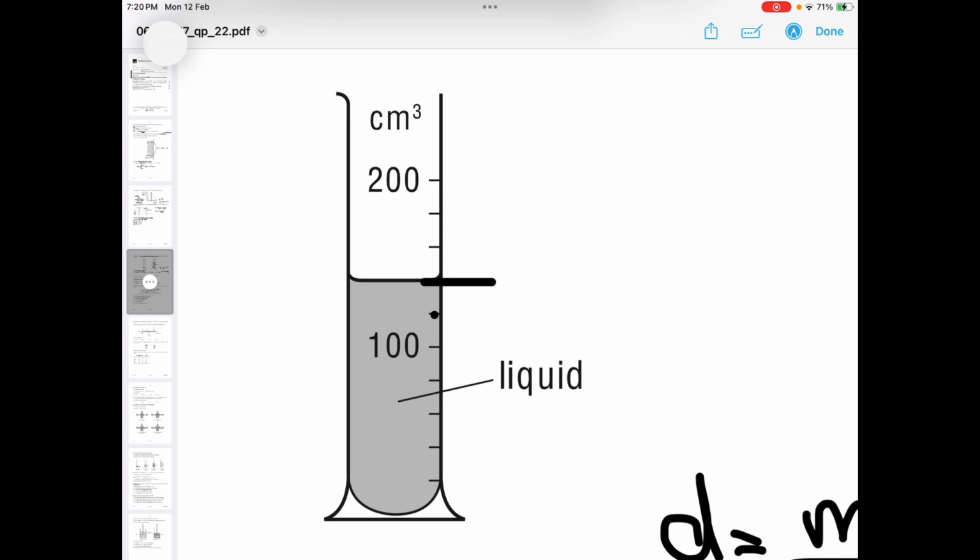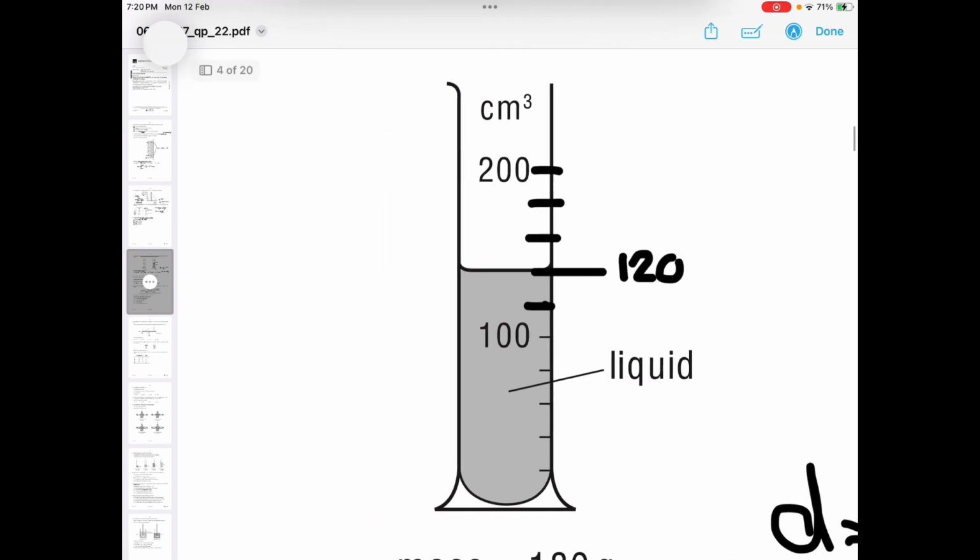Now, how to find the scale of such things? You count the number of markings between the two numbers. So here we have 1, 2, 3, 4, 5 markings. If we divide 100 by 5, because the difference between them is 100, it will give me 20. So it is going up in 20s.